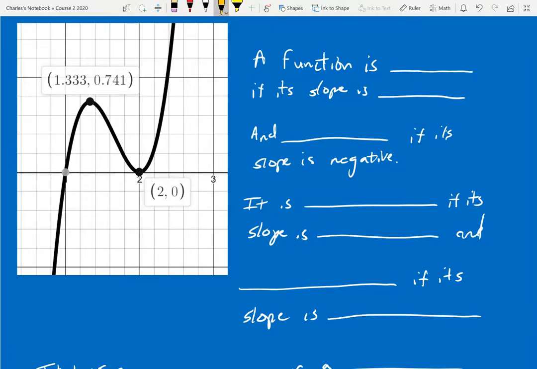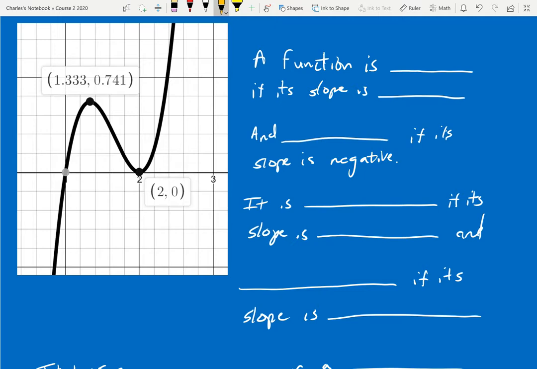Okay, so I want to talk a little bit about some important vocabulary and concepts in pre-calculus, and they're especially important to build the bridge to calculus. And it's about functions, and it's about slopes, and it's about increasing and decreasing. And some of them are fairly straightforward and intuitive.